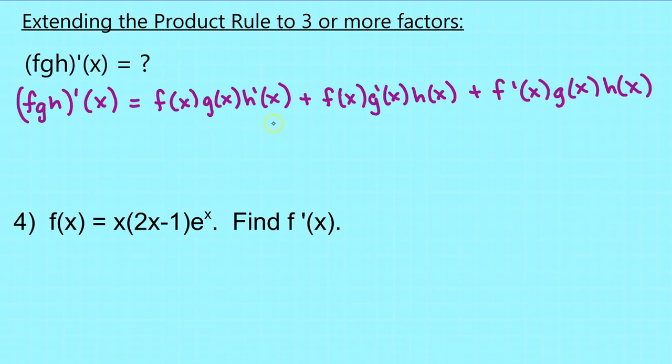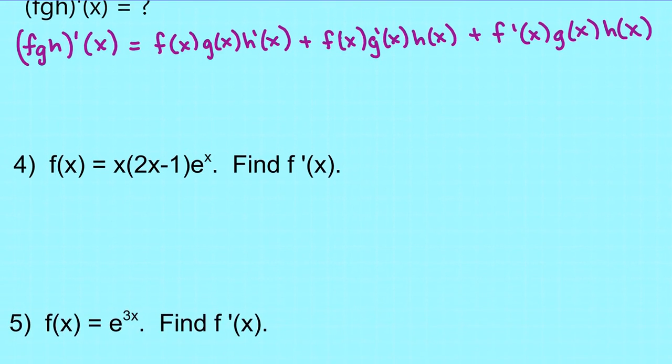but what you notice is that there are 3 terms, and each term has the derivative of one part, and then the other 2 parts are just their normal functions. You could extend that to 4, 5, etc. Each time you'll have that many terms, and you'll have one derivative in that part, and then the rest are the normal function.